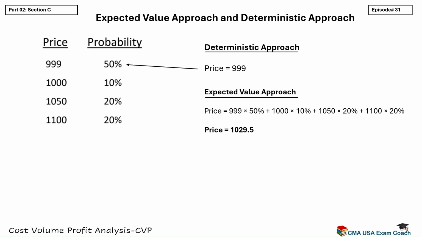Adding all these values, 499.5 plus 100 plus 210 plus 220 equals $1,029.5. So, the expected selling price based on probability is $1,029.5. This clearly shows how the expected value approach gives a more realistic, risk-adjusted estimate, while the deterministic approach sticks to a fixed number without considering variations.